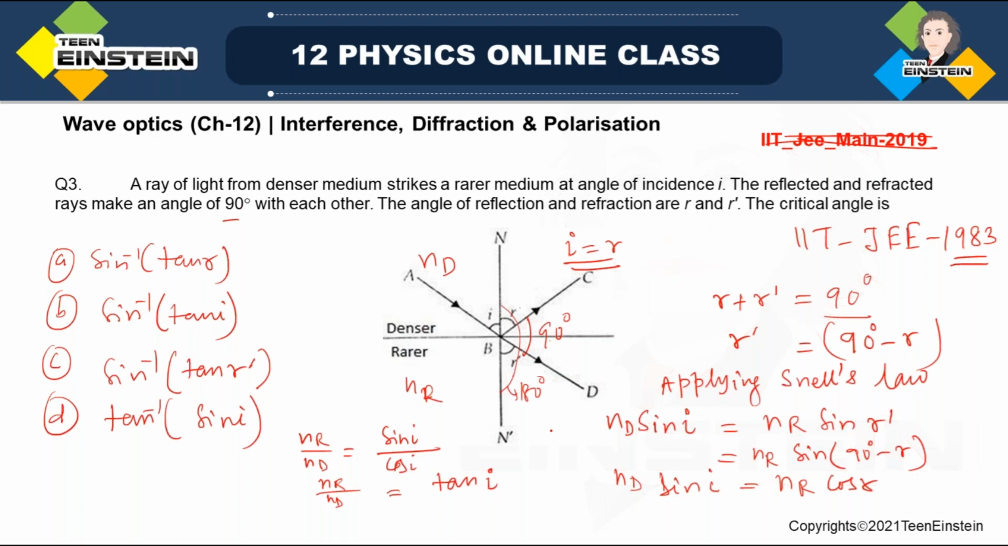Now, what we know is that for the critical angle IC, we know that nr by nd, this will be, because you know, if it is critical angle, let me just tell you.